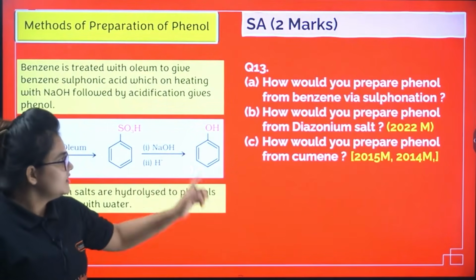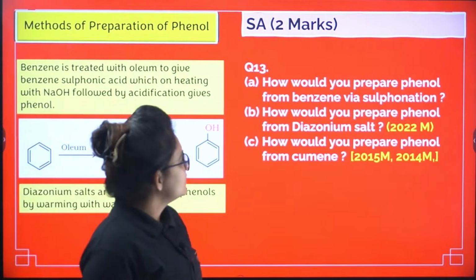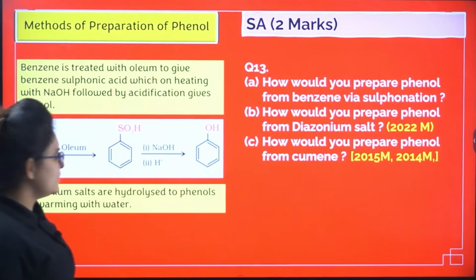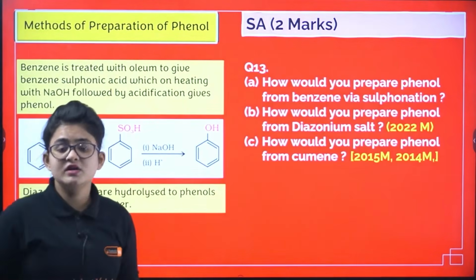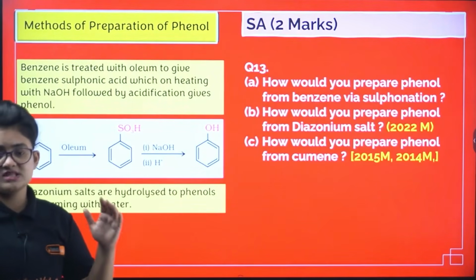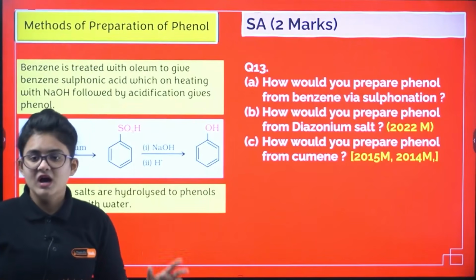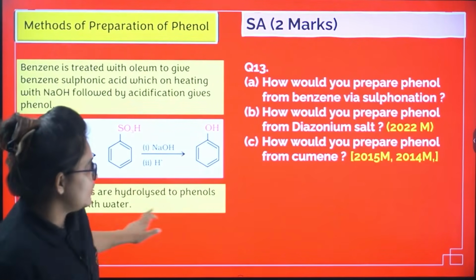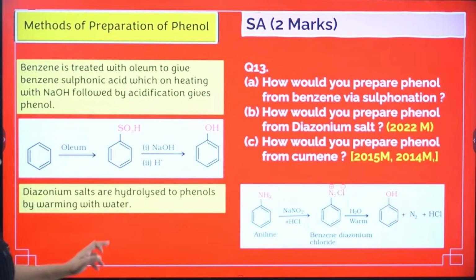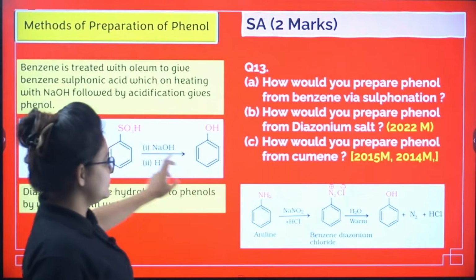This is the reaction. Next, how would you prepare phenol from diazonium salt? From the diazonium salt, you direct it to hydrolysis. You treat this directly with water, and you will get the phenol. How would you prepare phenol from cumene? It's a very important thing actually. This is the diazonium thing.